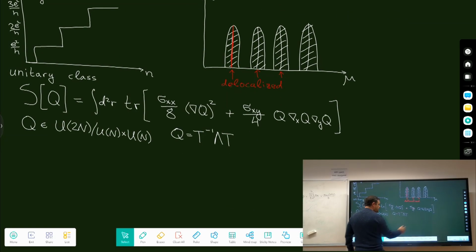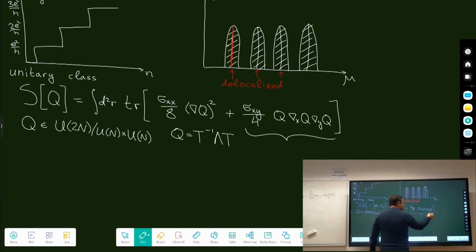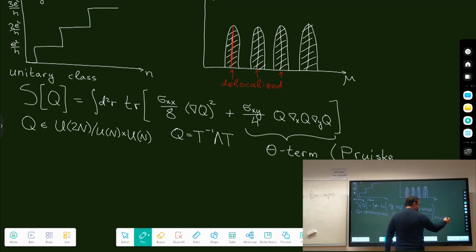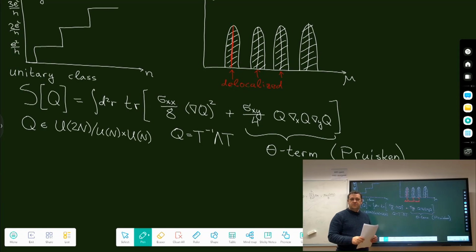This thing here, which we have just added, has many names. Usually it's called the theta term. And as I said, it was first proposed in the context of the sigma model. It was first proposed by a guy named Pruisken. I believe it's written like this. It's a Dutch name. If anybody knows how to read Dutch, they will tell me how to pronounce it.